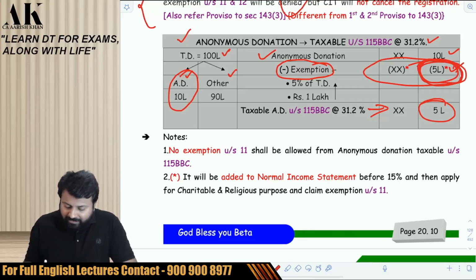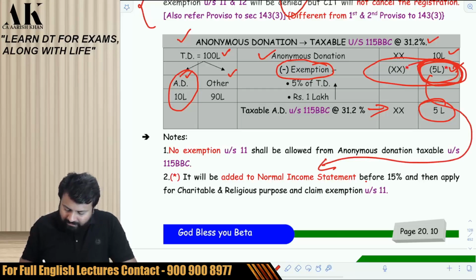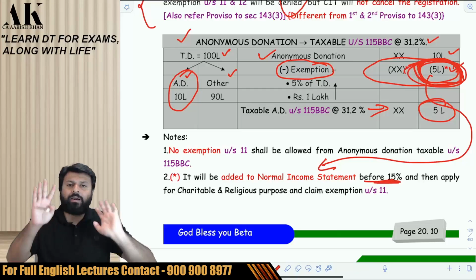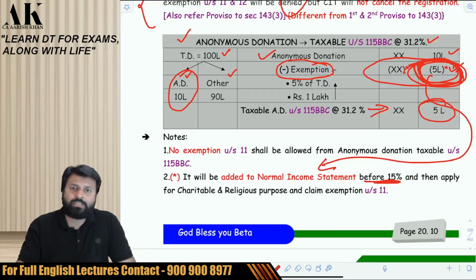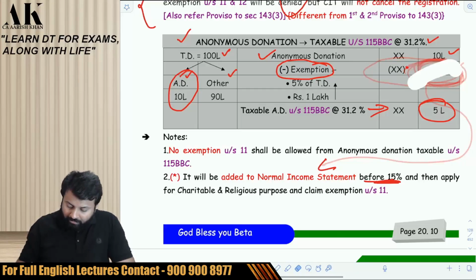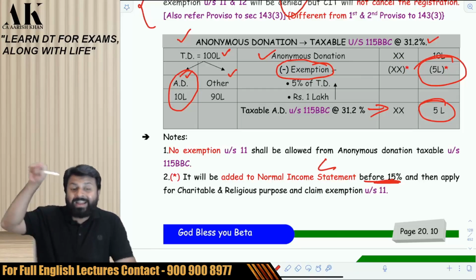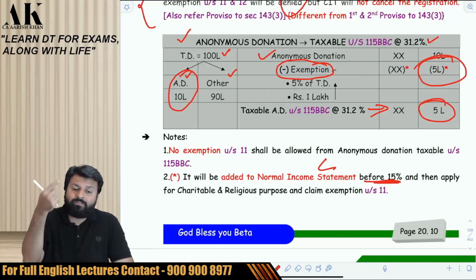You will add this 5 lakh to a normal income statement. As you can see, normal income statement, you will add that. You will claim 15% exemption out of that 5 lakh which is getting exempt over here, and you can apply the balance amount and you can claim exemption under section 11. Moral of the story, the amount which is getting exempted over here is not going to be left like that only. You have to add that to the normal income statement and then claim 15% exemption on that.